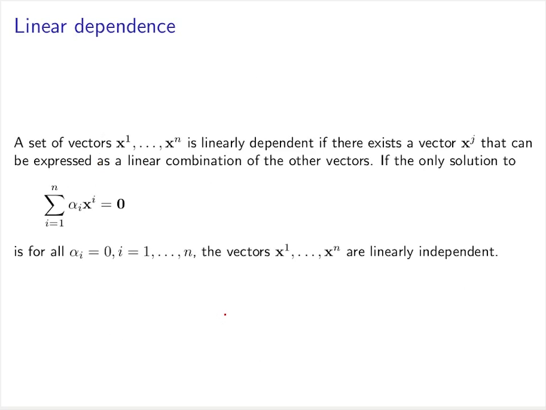The concept of linear dependence is a rather important concept for linear algebra. The idea is that if you have a set of vectors x1 to xn, then they are called linearly dependent if there exists a setting of alphas such that the weighted sum of the xi's produces a 0. If this is not possible, so if the only setting of the alpha i's is equal to 0, then we call those vectors x1 to xn linearly independent.